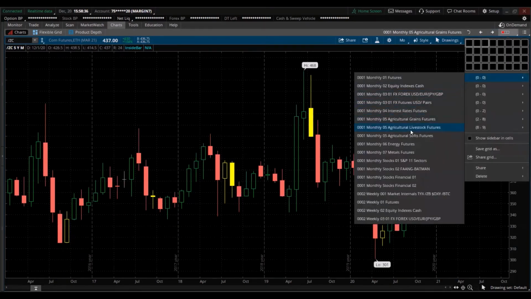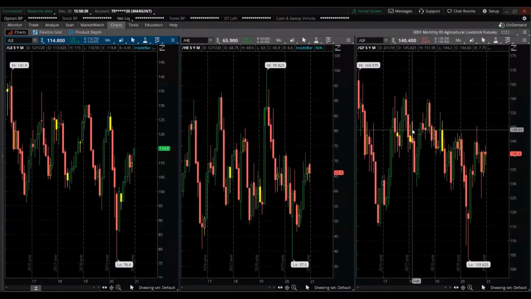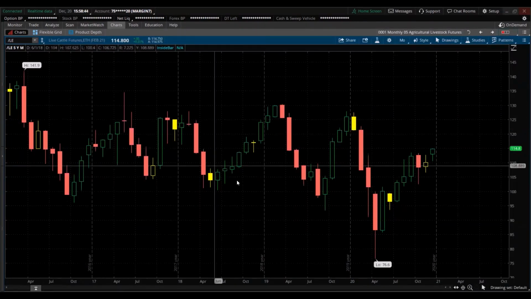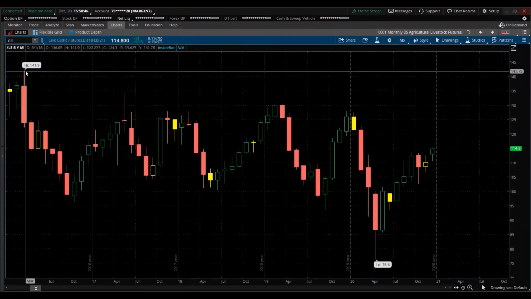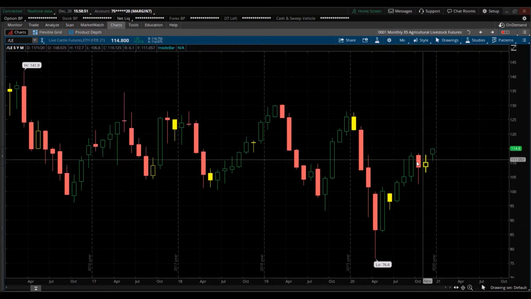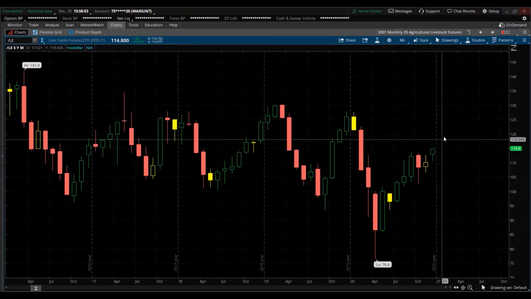Let's go to the next. Let's look at the livestock. Live cattle, all-time high 5 years ago was here. And here we are now. Yes, we broke out of consolidation, green for the week, higher high, higher low.